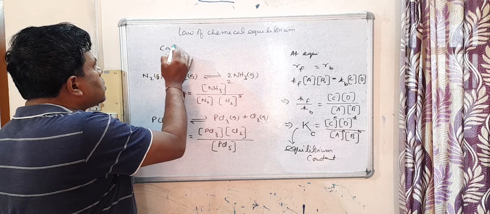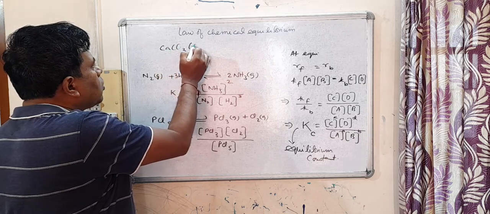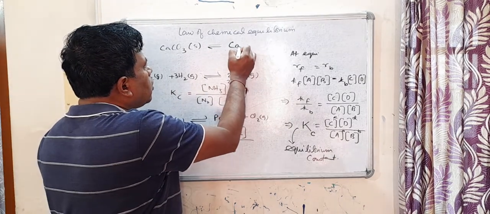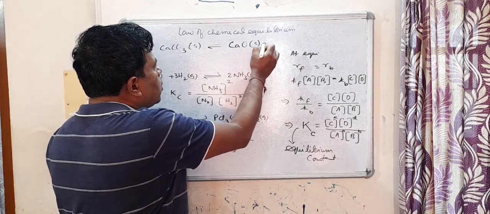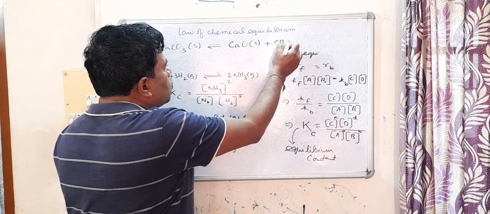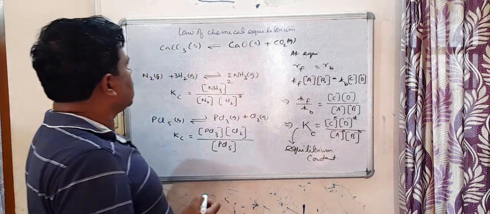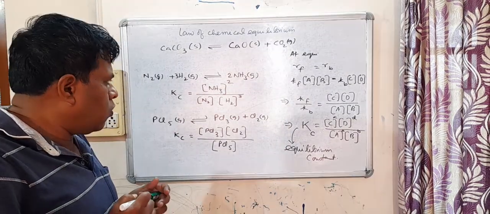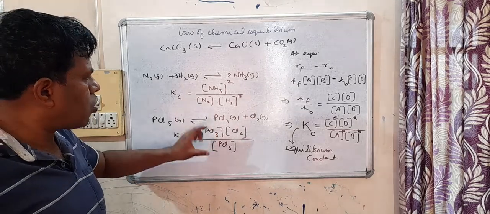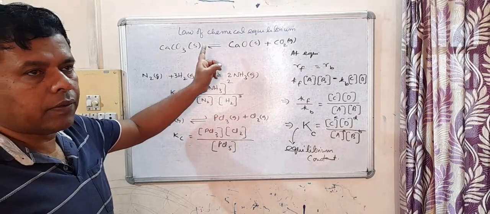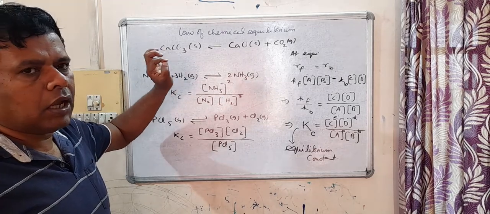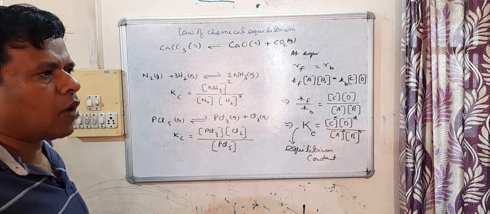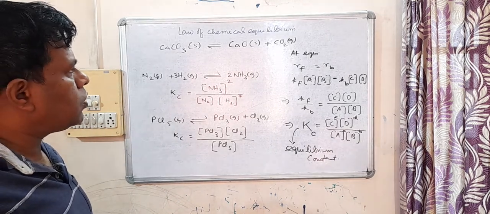So say CaCO3 solid plus CO2 gas. Now, for molar concentration, if there are some species that are solid or liquid, we take their molar concentration as 1. I will tell you the reason in the next video.